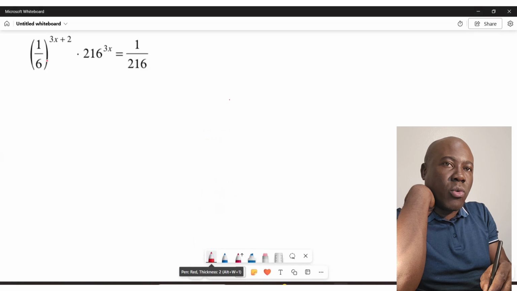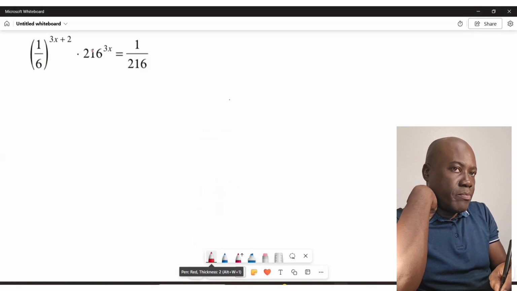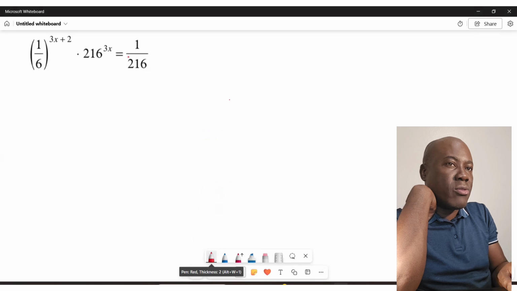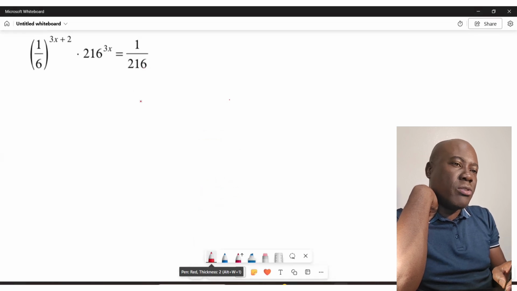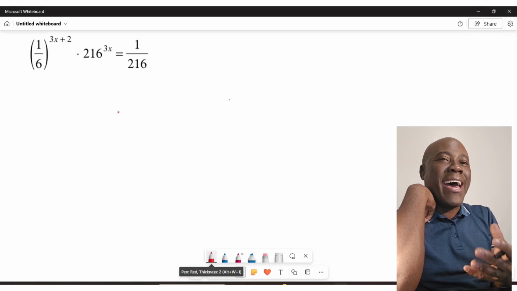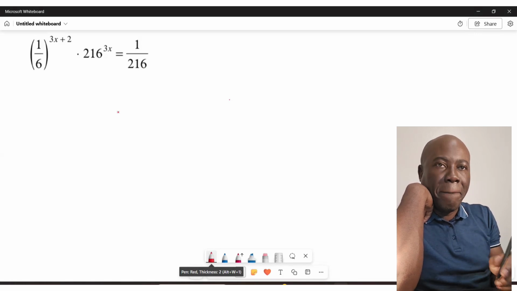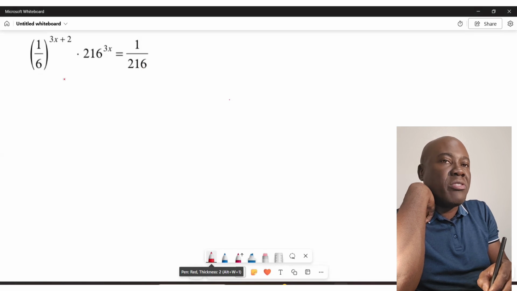All right, so here we have (1/6)^(3x+2) times 216^(3x) is equal to 1/216. In order to solve this problem, one of the things we want to do is have everything written in the same base. So we're going to represent everything in base 6.